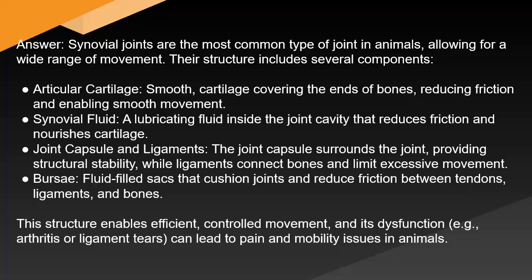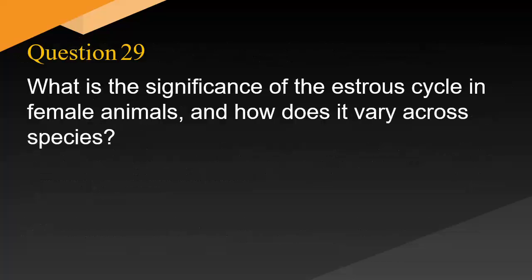Joint capsule and ligaments. The joint capsule surrounds the joint, providing structural stability, while ligaments connect bones and limit excessive movement. Bursae, fluid-filled sacs that cushion joints and reduce friction between tendons, ligaments, and bones. This structure enables efficient controlled movement, and its dysfunction, e.g., arthritis or ligament tears, can lead to pain and mobility issues in animals.